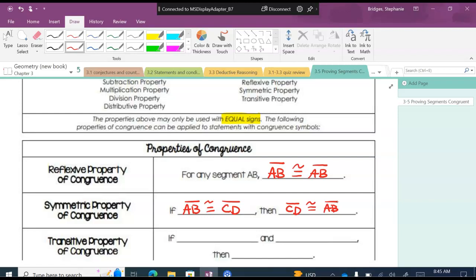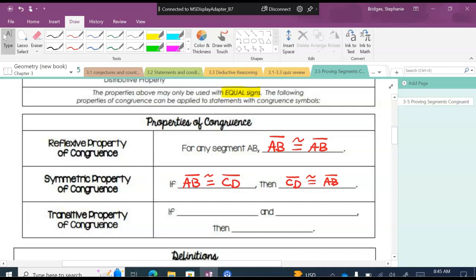We also talked about the transitive property on Friday. We're going to talk about it again. It is of congruence this time. So if segment AB is congruent to segment CD and segment CD is congruent to segment EF, then which two segments could we say are congruent? AB and EF, yes.